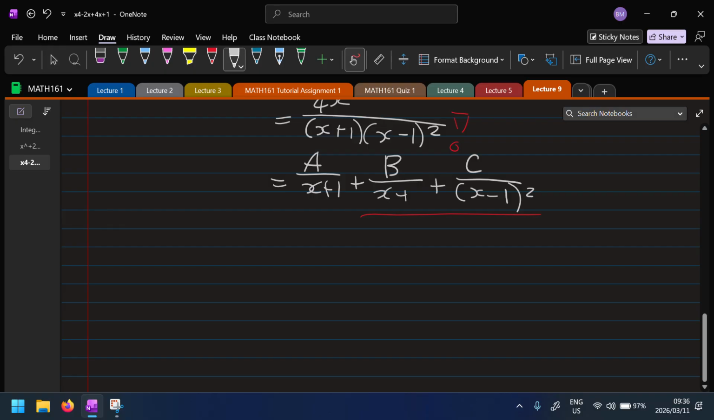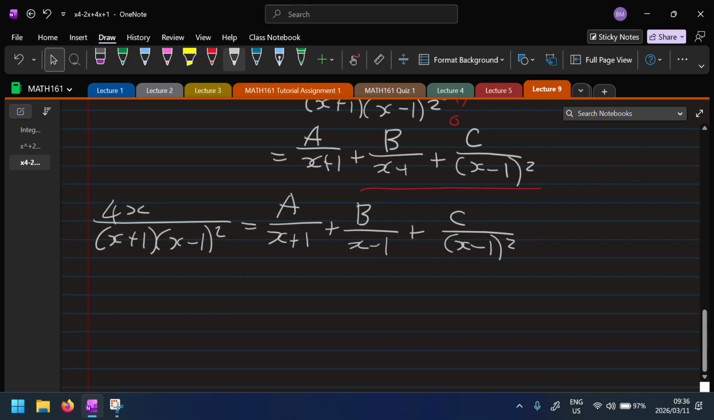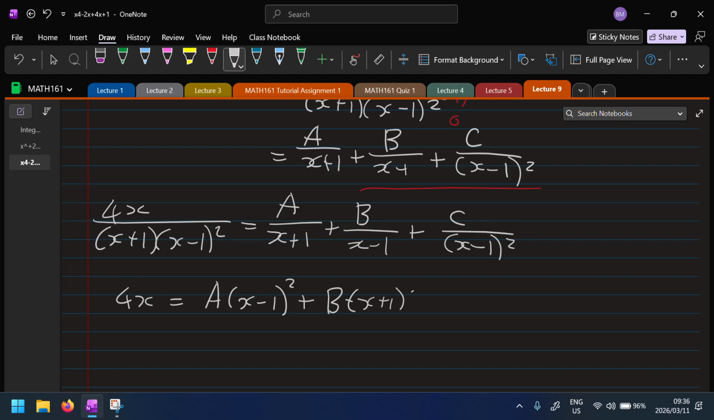Okay, let's solve for the A, B, and C. So we're going to have 4x over x plus 1, x minus 1 squared is going to be A over the first one, B over the second one, and C over the second one squared. Cross multiply like we did before, and then we can solve for A, B, and C. So 4x is A, x minus 1 squared, plus B, x plus 1, x minus 1, plus C, x plus 1. Right, just cross multiplying, things cancel, and we end up with this.